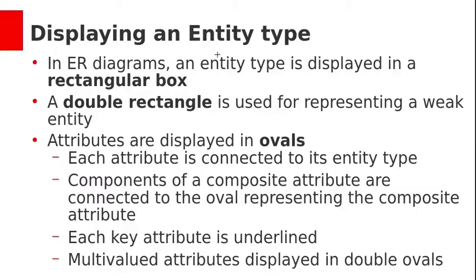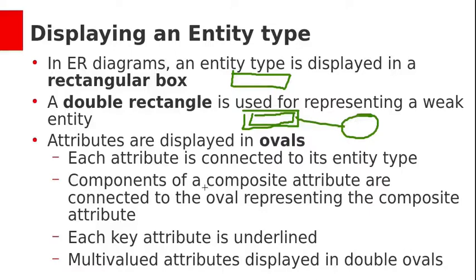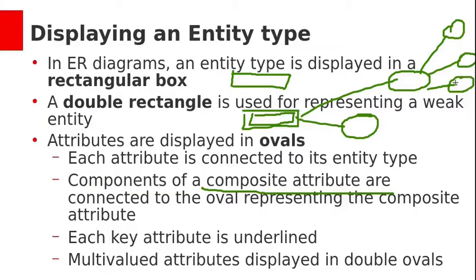Displaying entity types. Strong entities can be represented by using a rectangular box in the ER model, and weak entities will be represented with a double rectangle in the ER model. Attributes are displayed with ovals, and composite attributes will be represented with an oval. All its simple attributes will be connected to that composite attribute, like first name, middle name and last name will be connected to this composite attribute name.